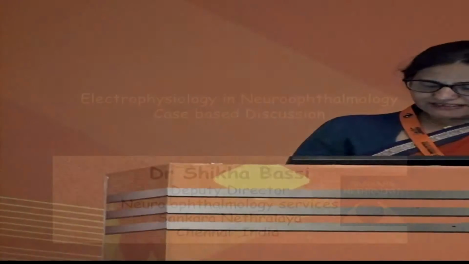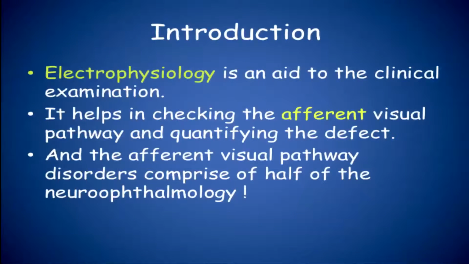I'll be talking about electrophysiology and neuro-ophthalmology, case-based discussion. So electrophysiology should be an aid to clinical examination, which has been just discussed. It helps in checking the afferent visual pathway and quantifying the defect. Afferent visual pathway disorders, as was told, comprise almost half of neuro-ophthalmology, efferent being the other half.